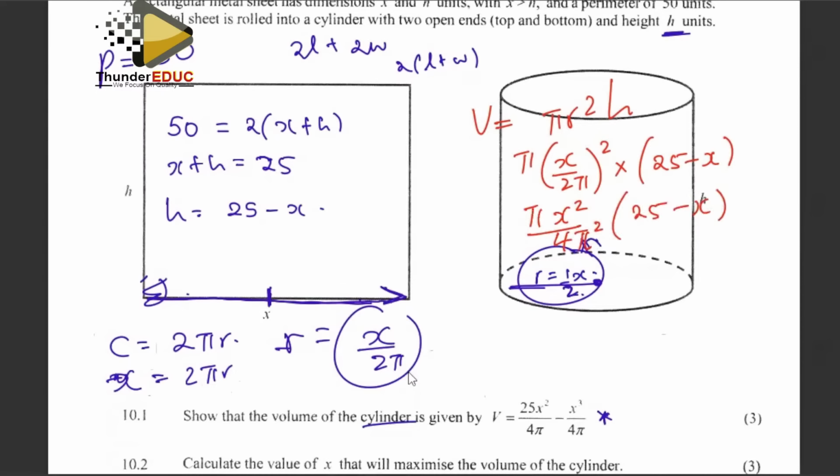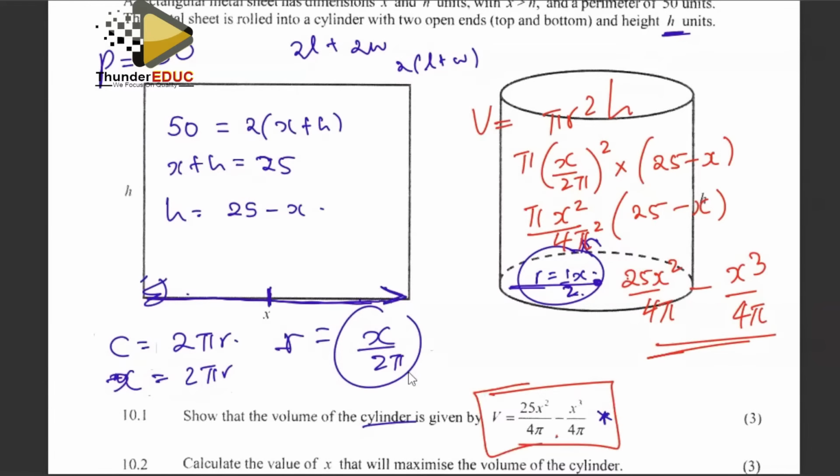So pi and pi squared, one pi is going to cancel out. So it's going to be 25 times x squared over 4 pi minus x, and that is going to give us x cubed over 4 pi. So I think that is what the question wanted. The other form was just the reverse, but it doesn't make sense for x to be the radius.